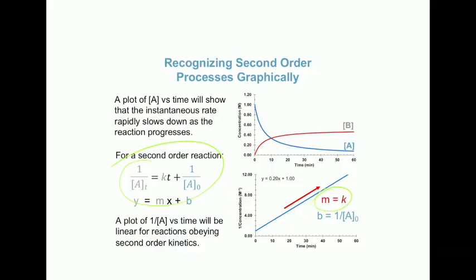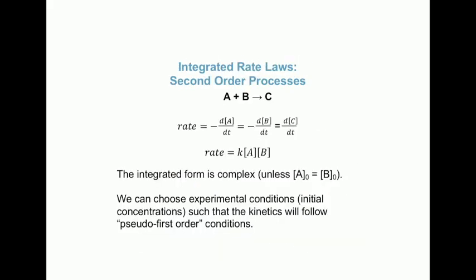Now the bad side about this is these graphical plots only work if you're talking about A reacting with A, or identical concentrations of the same component. The second you get more complicated, where you have A plus B, or different concentrations of the two, these simple linear tests start to really fall apart. This is still a first order plot.